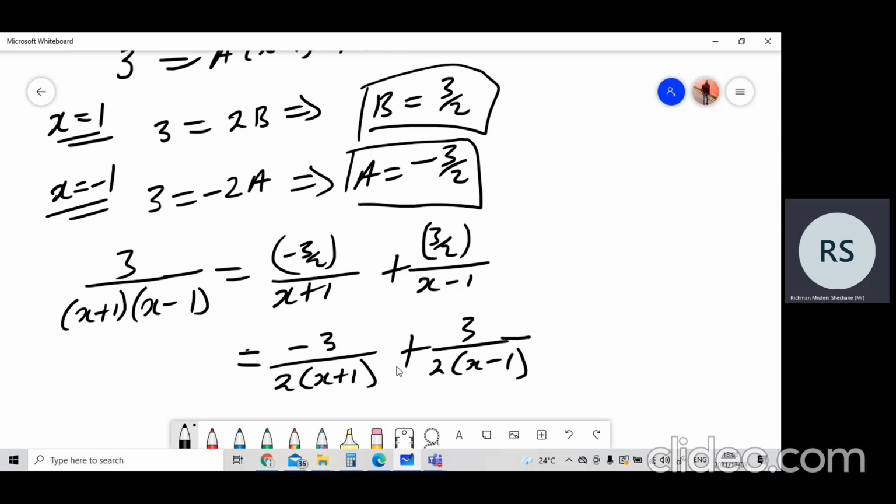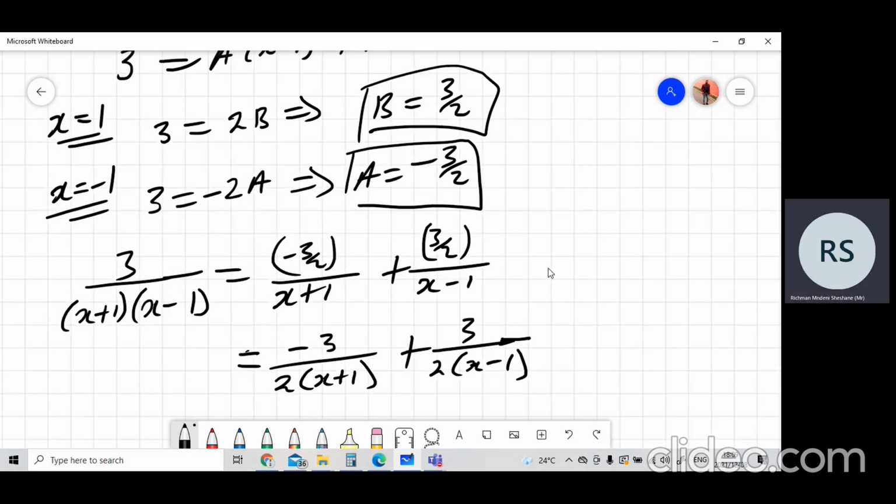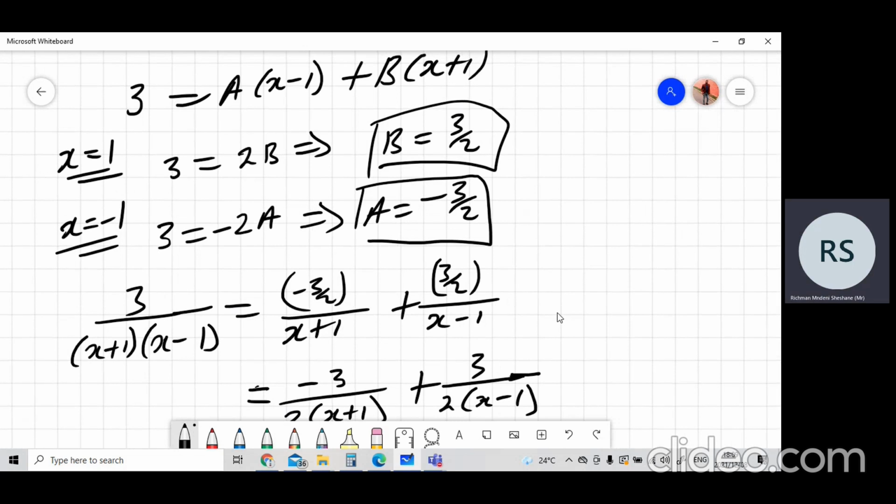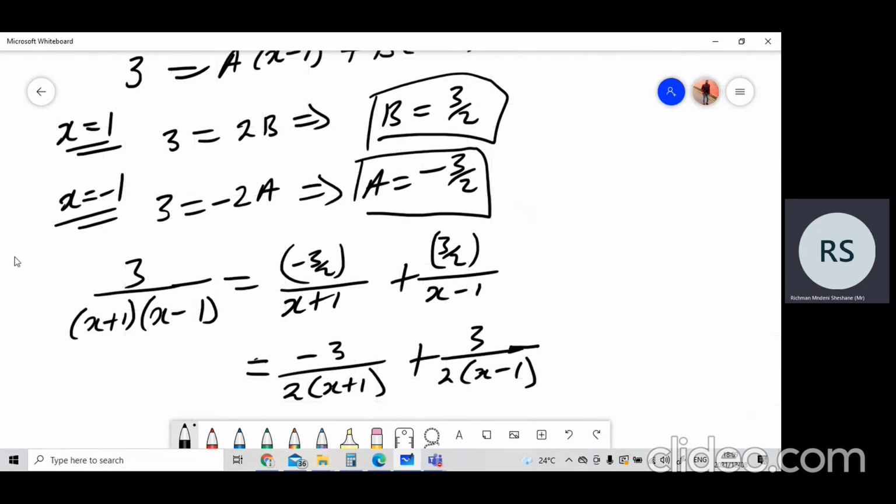You'll see when you add these partial fractions, you get this. It's just that we're doing the reverse process, because we know from high school how to add these two partial fractions. We just require these partial fractions. All right. So these are the partial fractions of this expression.